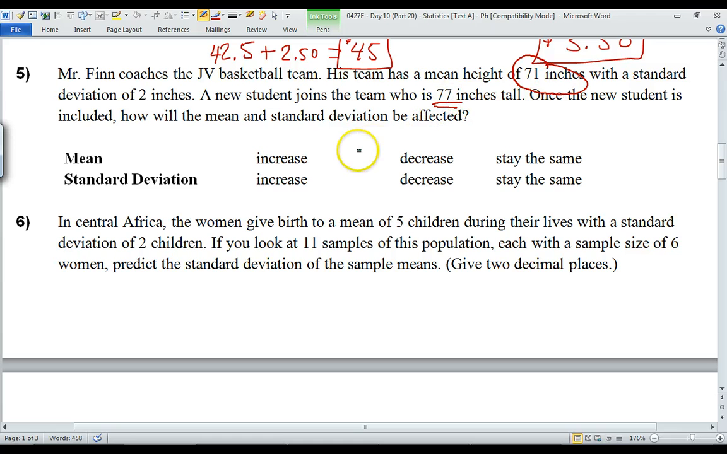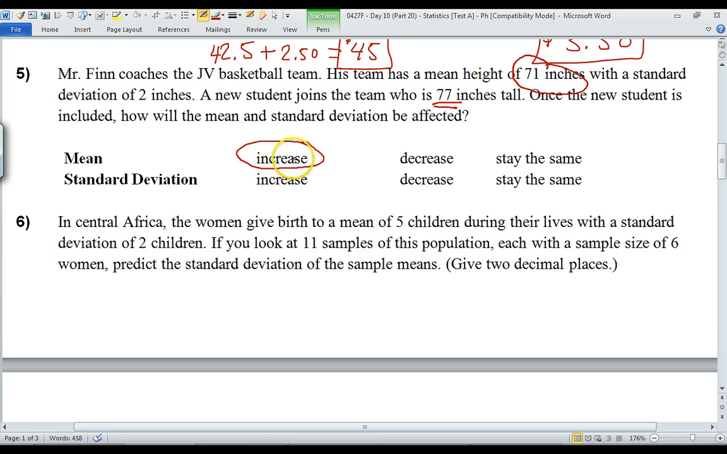On the high side. So by adding in this tall kid, show me on your thumbs one more time. What do you think is going to happen to the mean if I add in this outlier of 77? Just flash them at me. Thumbs up for increase, thumbs down for decrease, fist for stay the same. Okay, put your hands down. Yeah, everybody knew that one. If you add in an extra tall person, that's going to increase the mean.